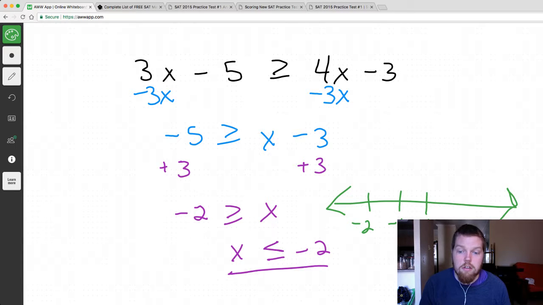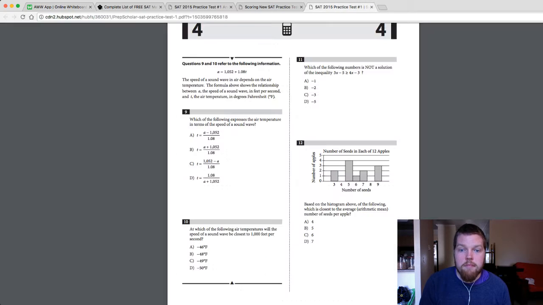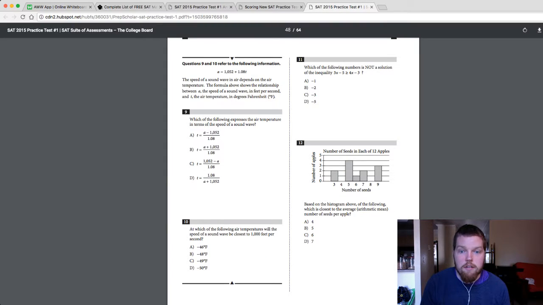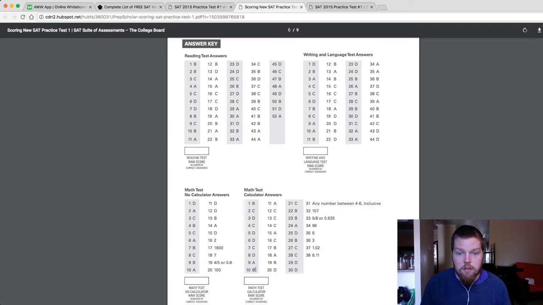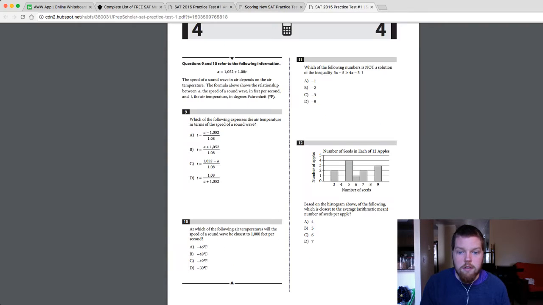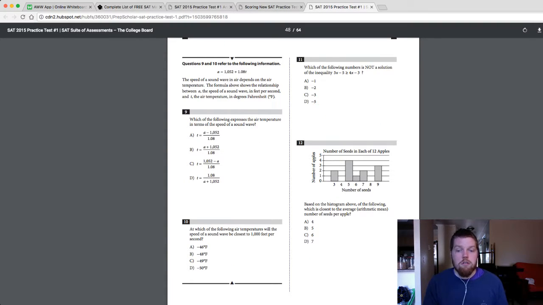Anything to the left of negative 2, right? This would be a closed circle on top of negative 2 with an arrow pointing to the left. So negative 1 is not correct. A for 11 is correct. Okay, number 12.